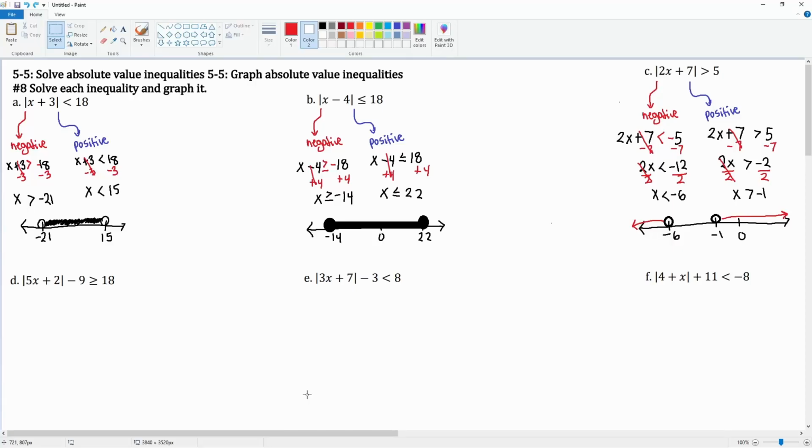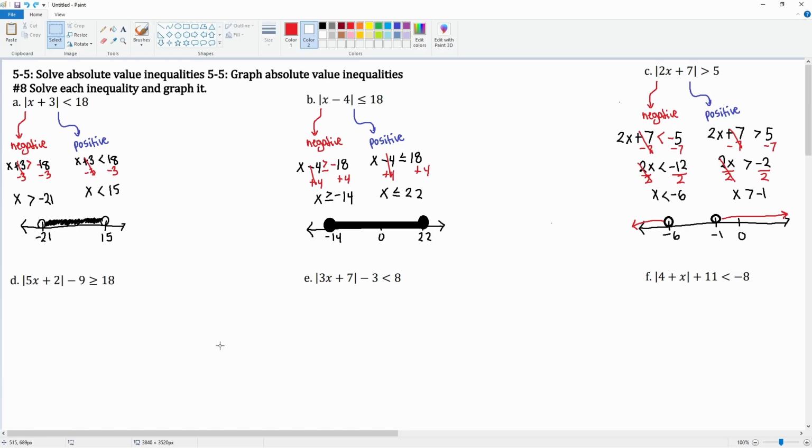Okay, welcome to the second half of number 8. I'm going to do questions D, E, and F. Please take a look before at questions A, B, and C. Notice those absolute values are all by themselves. So before you split them into a negative and a positive equation to get rid of the absolute value bars, you have to get the absolute value by itself.